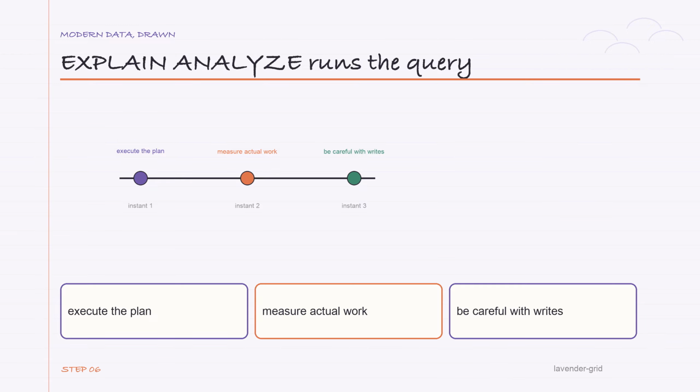Explain Analyze executes the statement and reports actual timing, rows, and loop counts. Because it really runs the query, use care with statements that change data. Here is the simple picture to keep in mind.